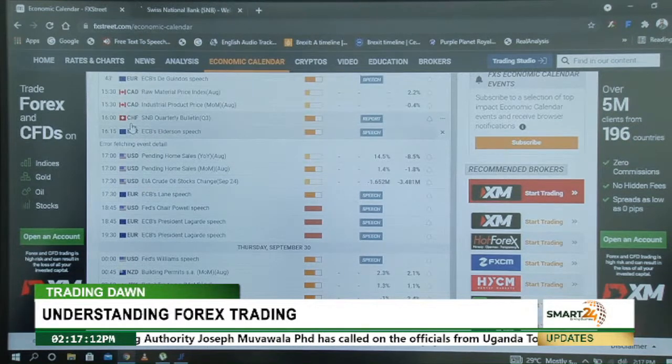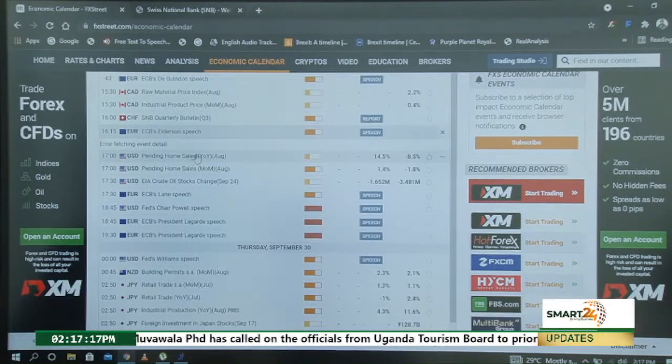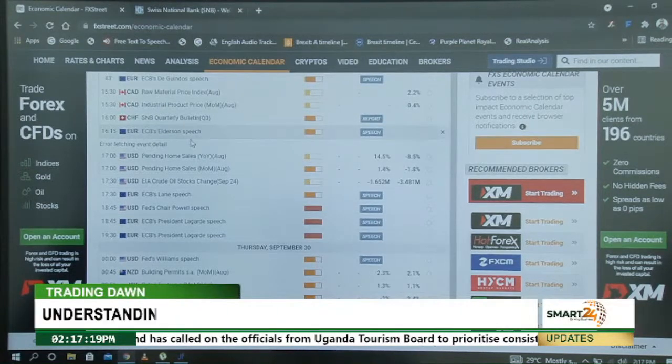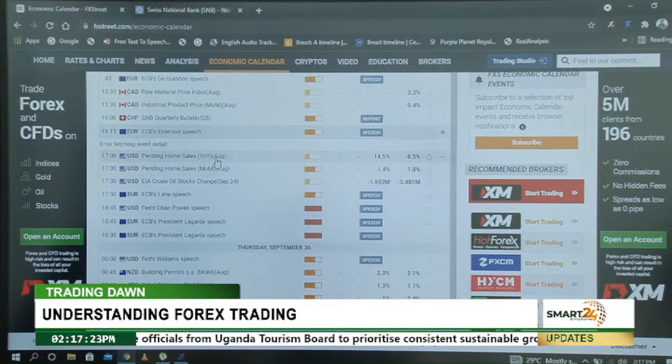15 minutes past 4, at 4:15, there's going to be another speech. All of these speeches are from the European Central Bank. That means that today, things are going to be quite interesting from 4 p.m. onwards.